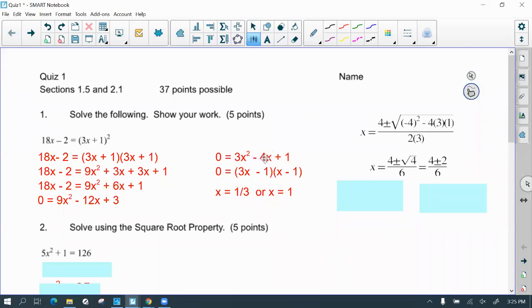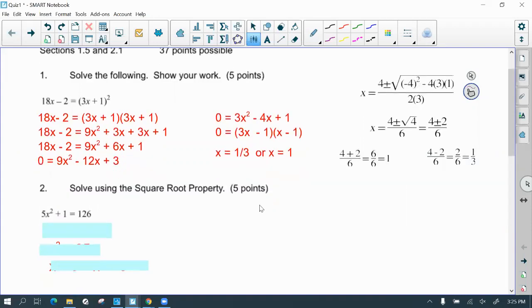So at this point right here, the quadratic formula is the opposite of b. So -4 becomes +4, plus or minus the square root of b squared minus 4 times a times c. So -4 squared minus 4 times 3 times 1. And you still get the same answers. You get +1 and 1/3.